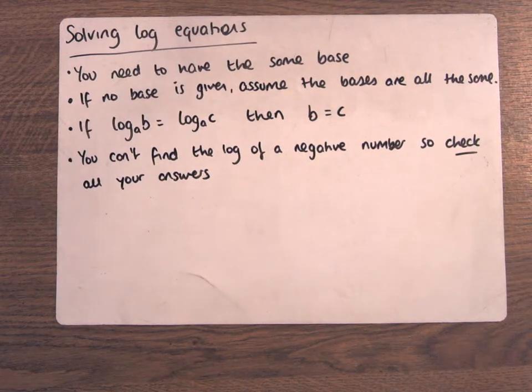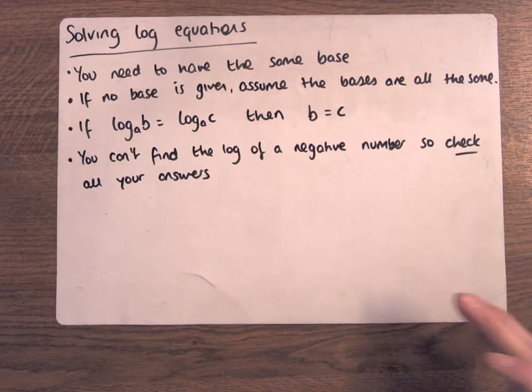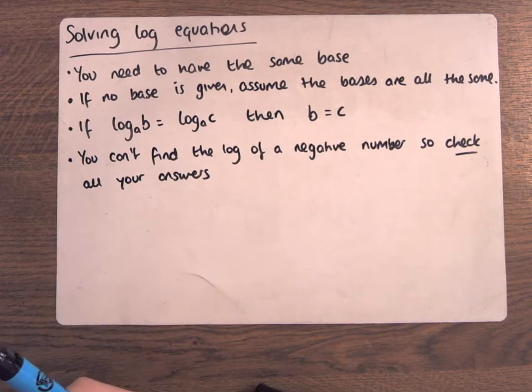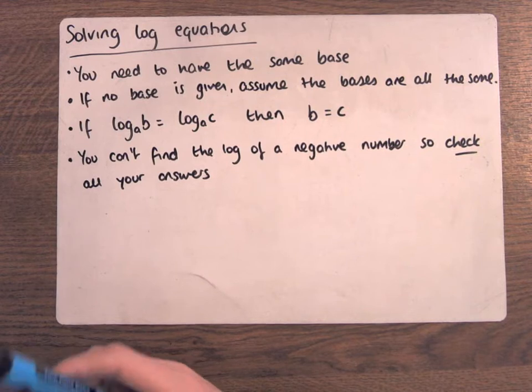Alright, so a few rules for when we're dealing with log equations. You have to have the same base across the whole thing. You can't have log to the base 3 equals log to the base 5. You're not going to be able to do anything with that. So you've got to get the same base. And if that means using your change of base law, great.